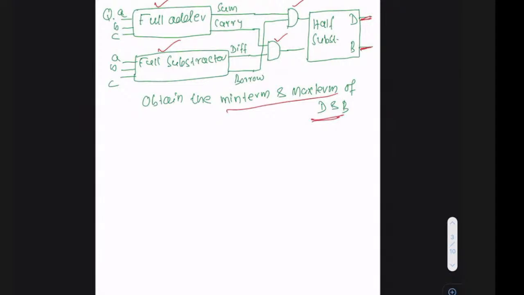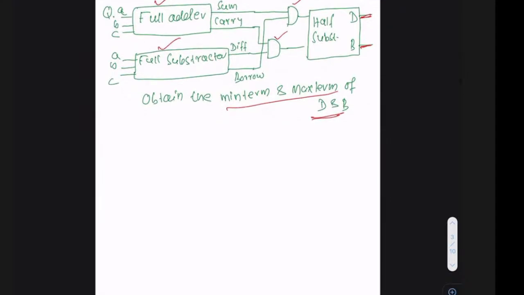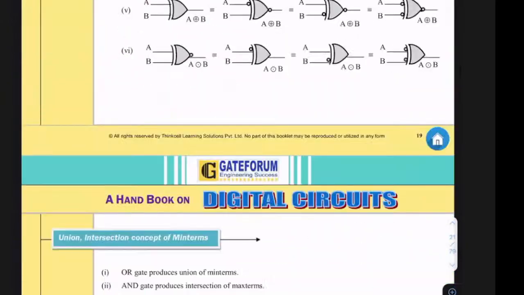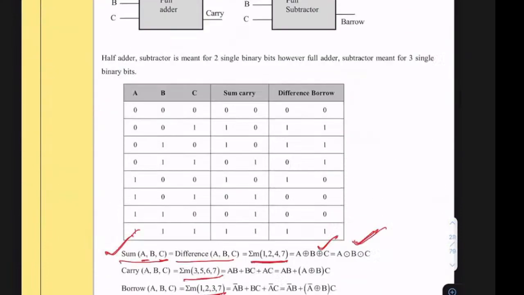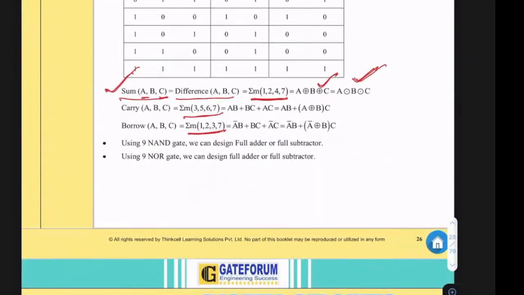Logically, it's not a big deal. So one thing you should know, if it is a full adder, the sum, if I ask you, just now I have shown you. So in case of the sum, what are the min terms and max terms we have seen. So let's see. Yeah, here you can see. This is the information we need.